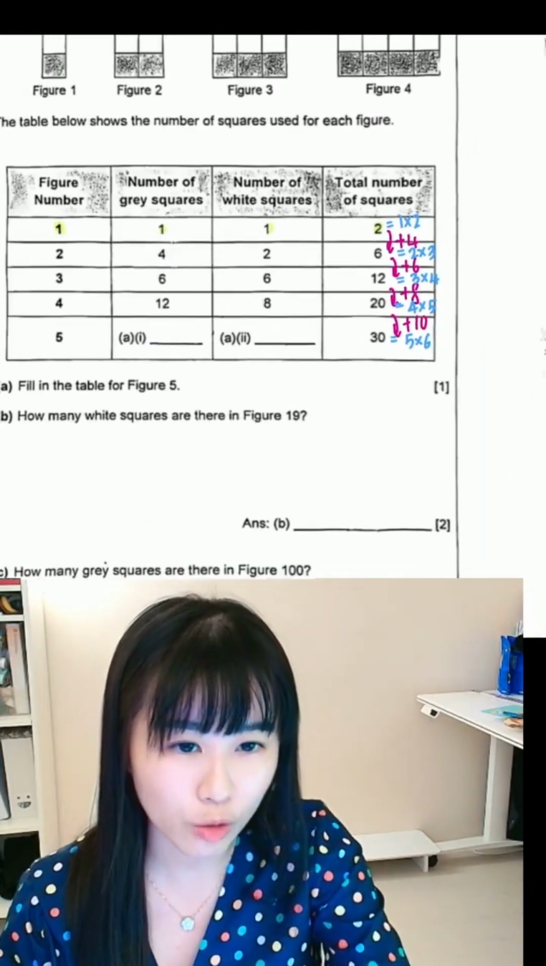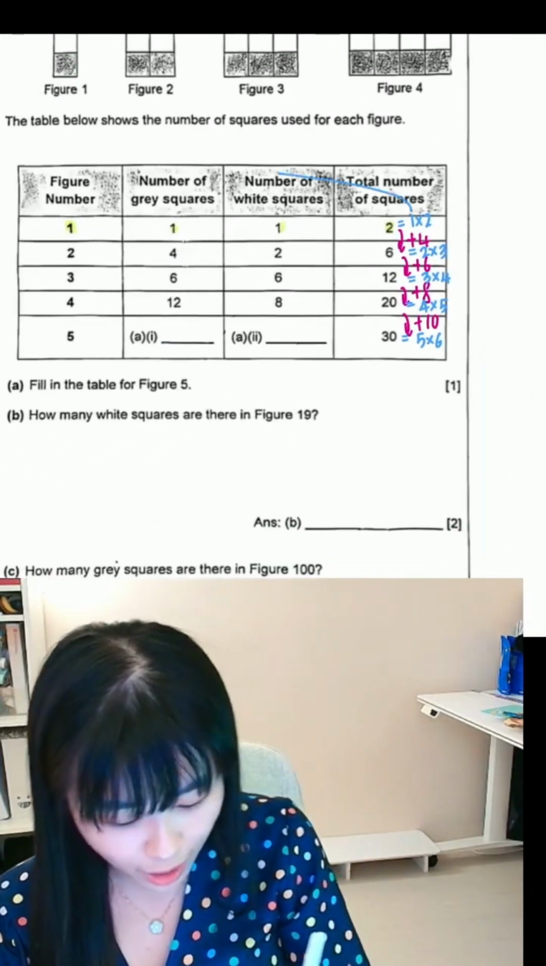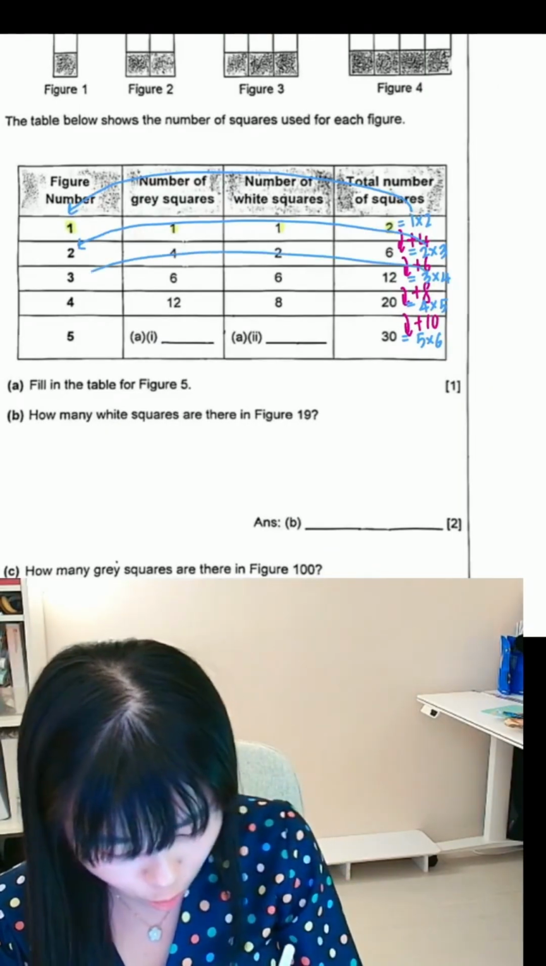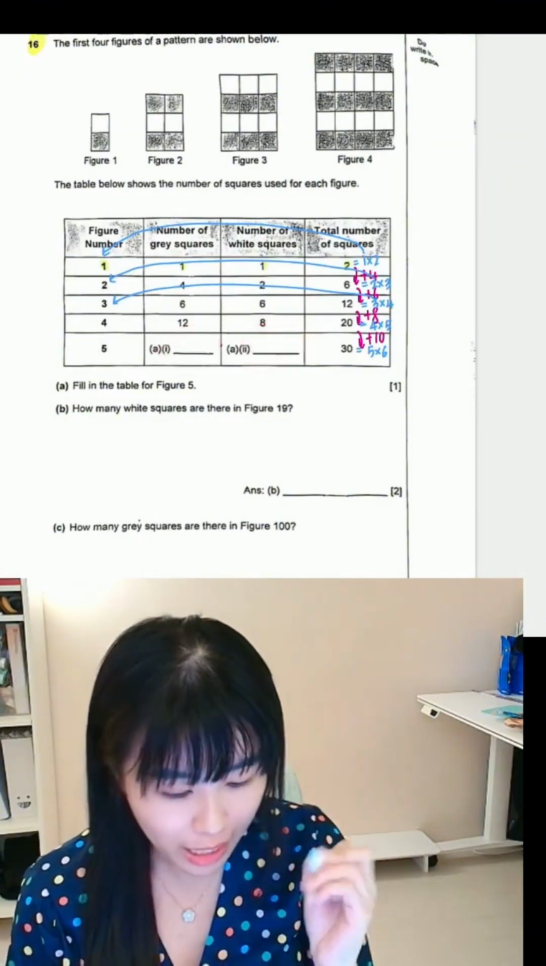Then how does it link to the figure number? You'll see, if this is 1, this is also 1. If this is 2, this is also figure number 2. If this is 3, this is also figure number 3. How do you get this and this? I hope y'all can see a pattern here also.